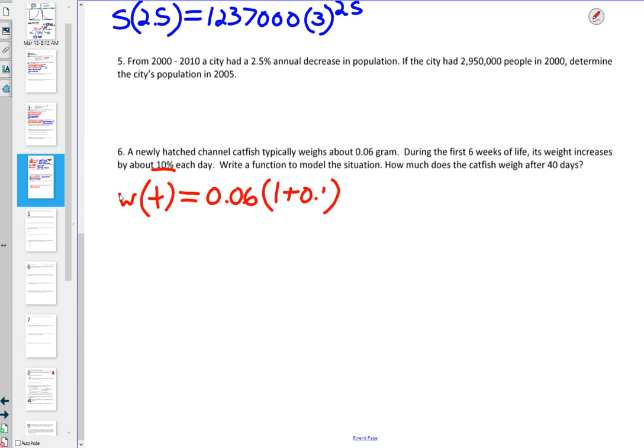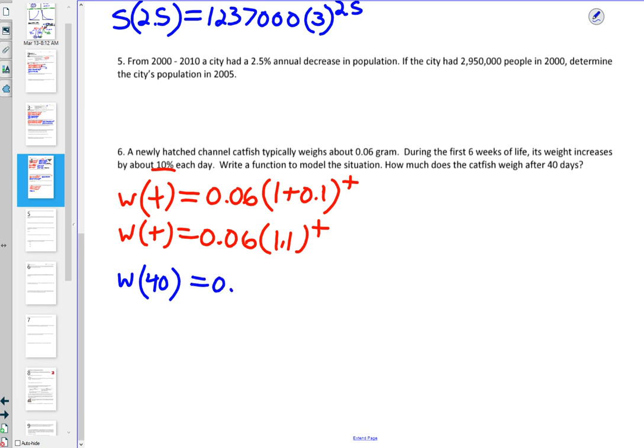Or actually, well, not yet. I'm sorry. Right now it's just time. 0.06, 1.1 to the power of time. So now is when we plug in 40 days. And how many days are there in 40 days? Yeah, 40. That's why I put a 40 there. 0.06 times 1.1 to the 40th power.